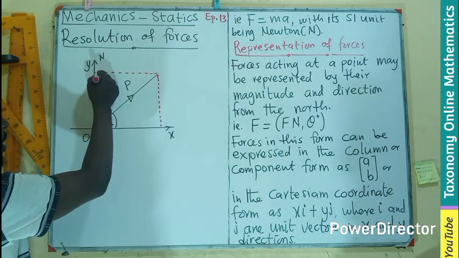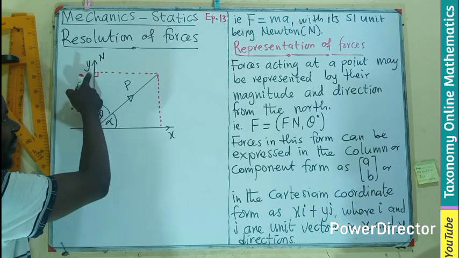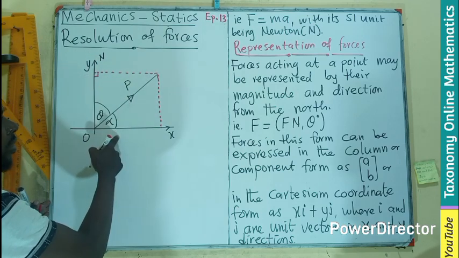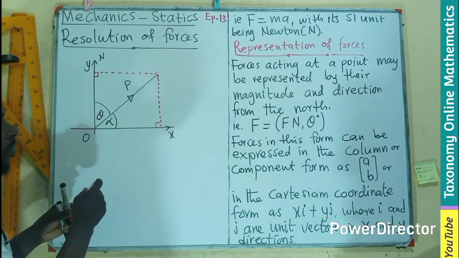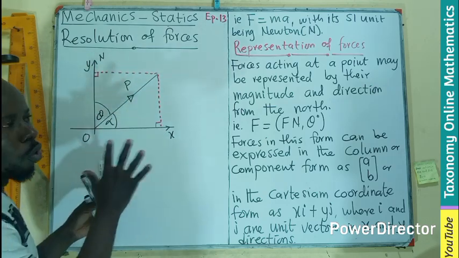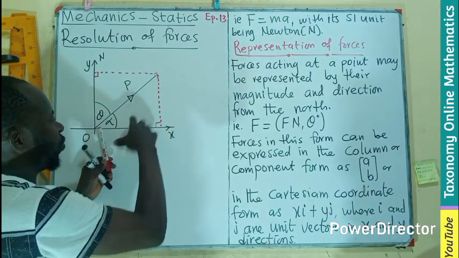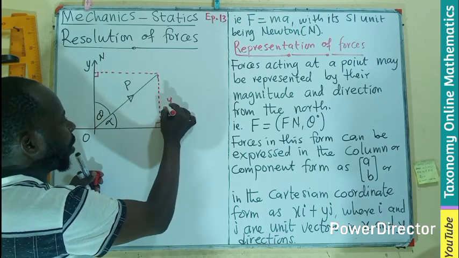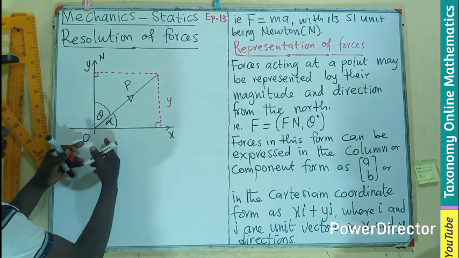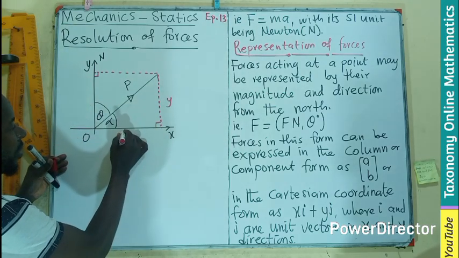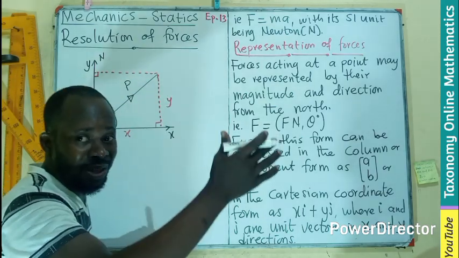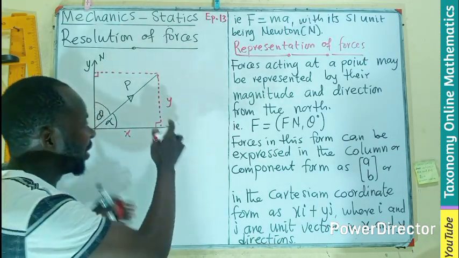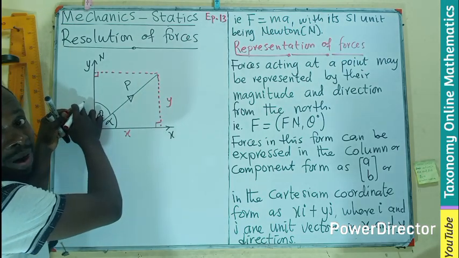I can say that this will be 90 because this is parallel to this, and this is parallel to this, which will also give us 90 degrees. If I am measuring from here to here, I should be measuring y. If I am measuring from here to here, I should be measuring x. Since this forms a quadrilateral with opposite sides equal, it becomes a rectangle.